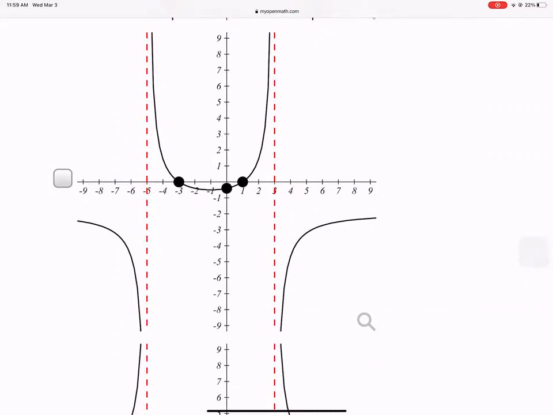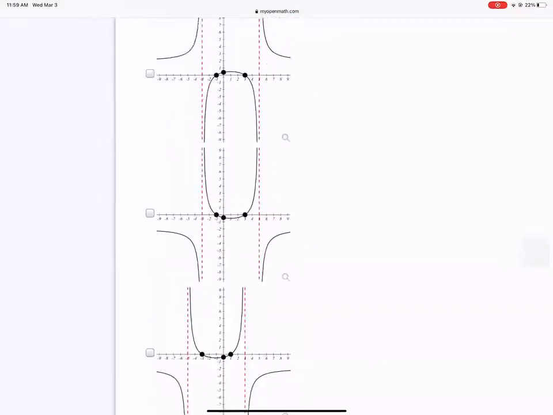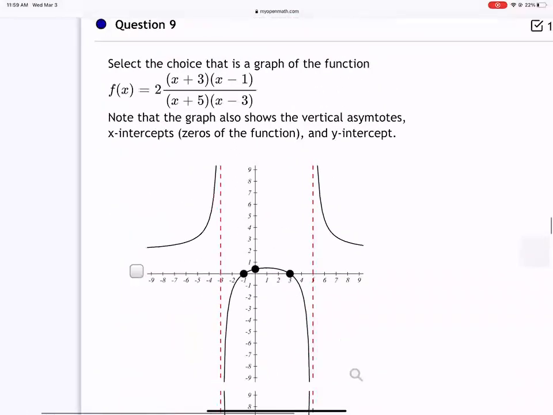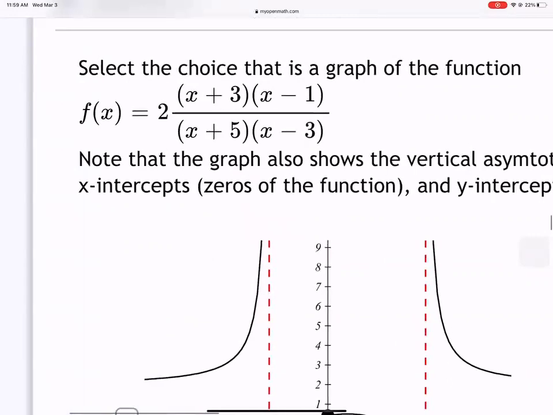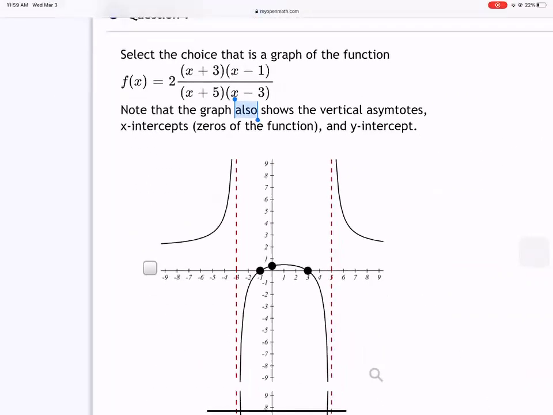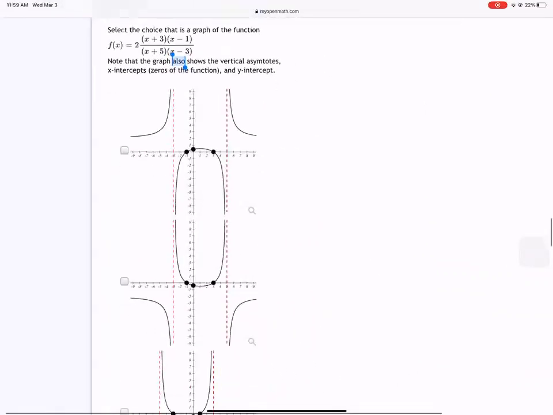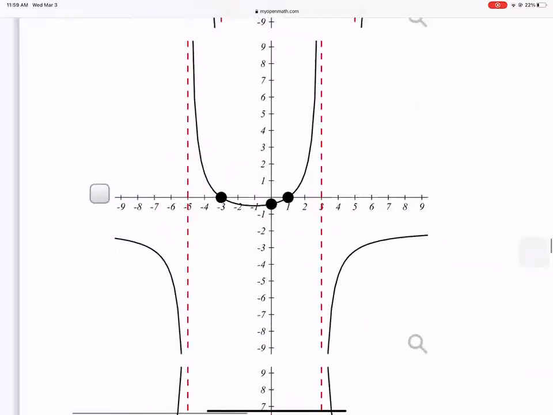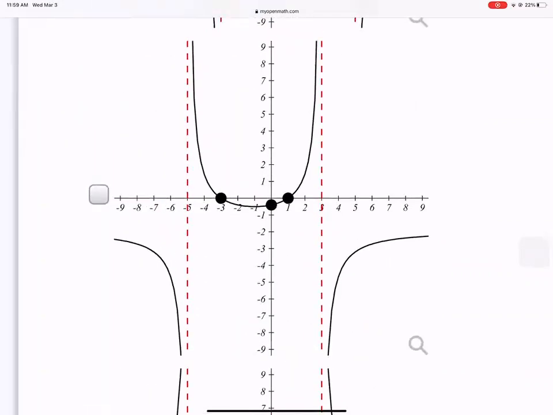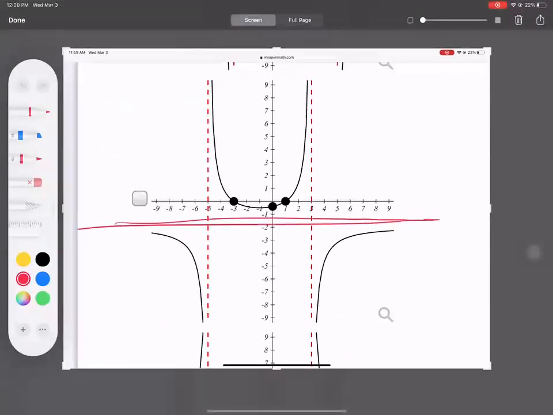Do we have the correct vertical asymptotes? The vertical asymptotes we said were 3 and negative 5. Let's take a look. 3 and negative 5, yes. The bottoms would be at 3 and negative 5. But what's my horizontal asymptote? My horizontal asymptote is at positive 2. And our choice number 3 here, it is not positive 2. It would have been at negative 2. See, they're thinking the horizontal asymptote is negative 2 here, which is not what we wanted.